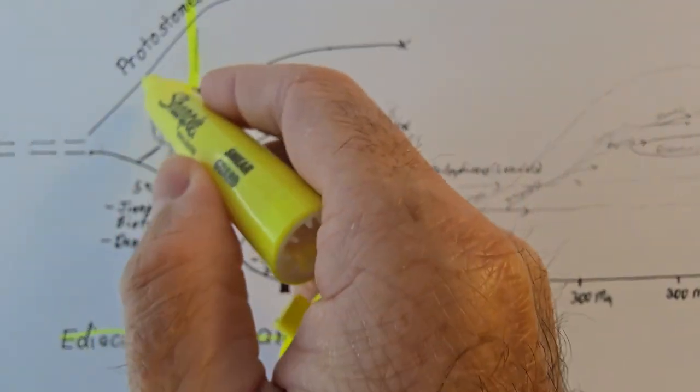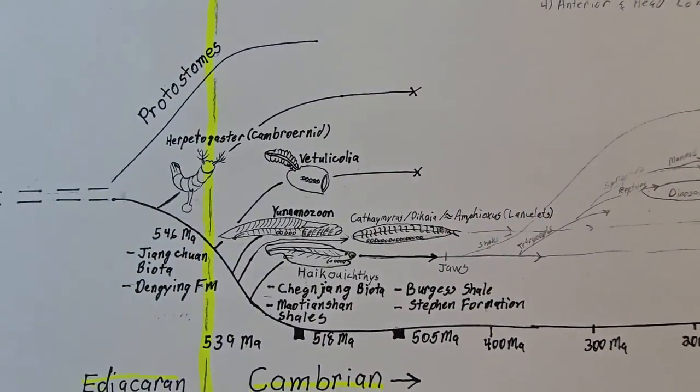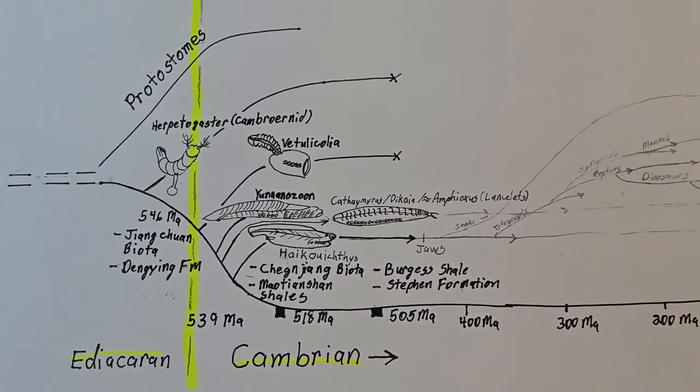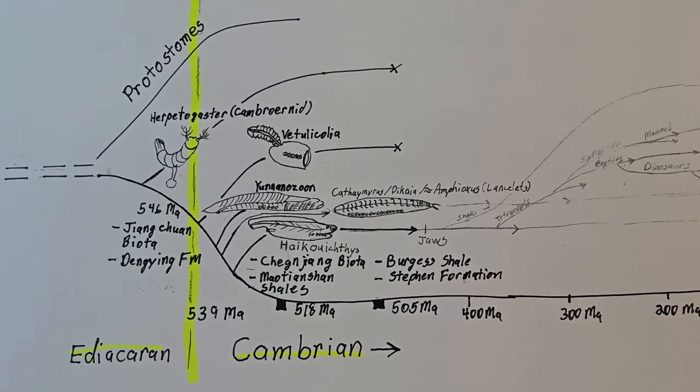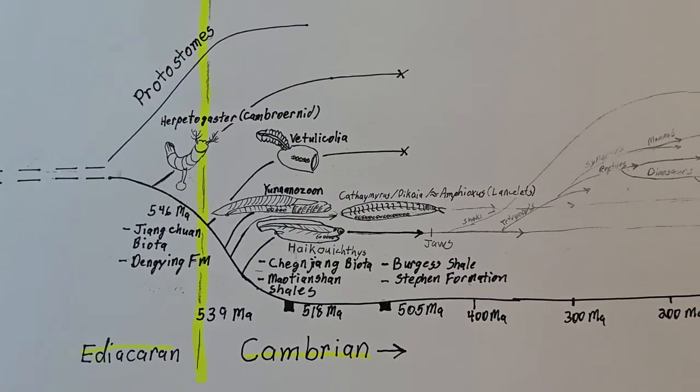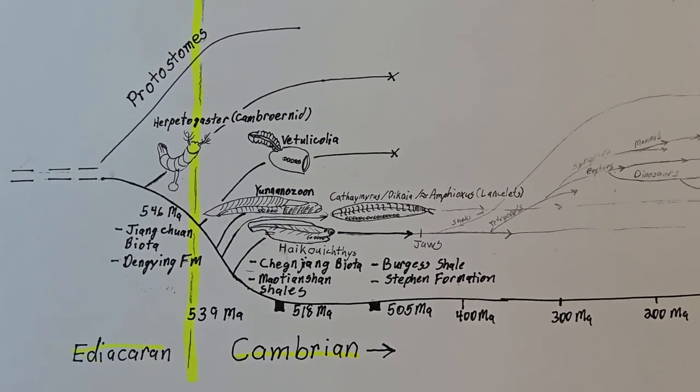So today we're not going to talk much about protostomes. Protostomes are the animals with the jointed legs. We're talking about the deuterostomes, and these include the chordates.